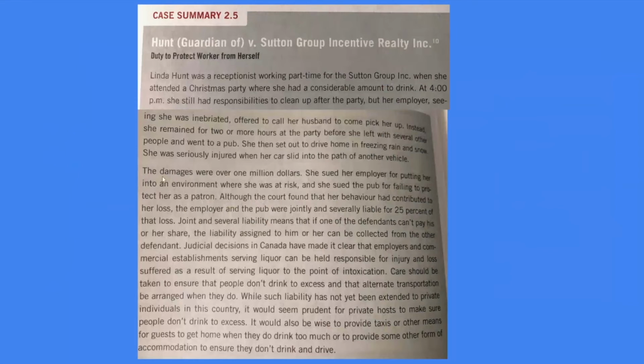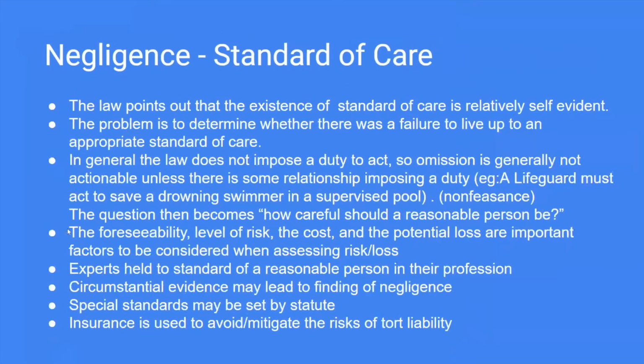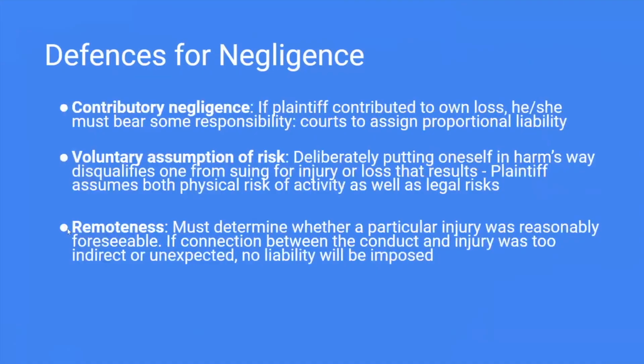The court, in this particular case, she sued her employer. The pub were held jointly and severally liable for 25% of the loss. So what that is really saying is that the loss was $1 million, but they were only responsible for 1/4 of it. And this is what's called contributory negligence.